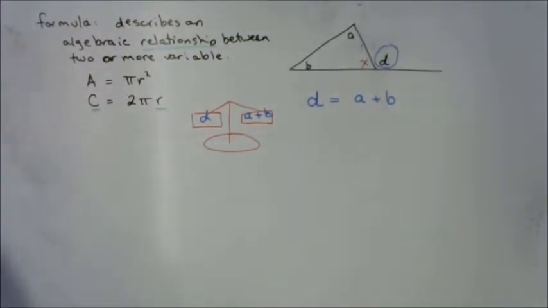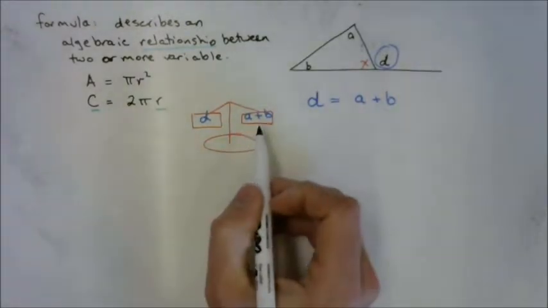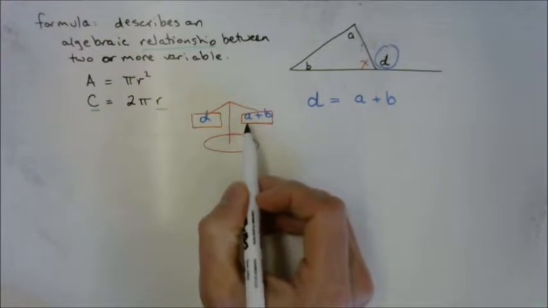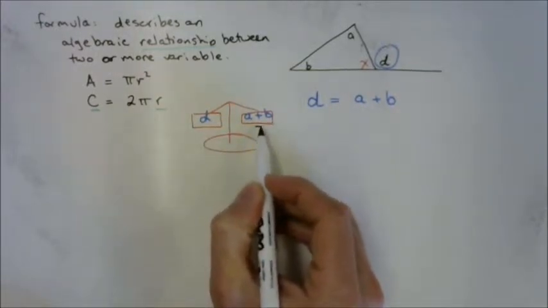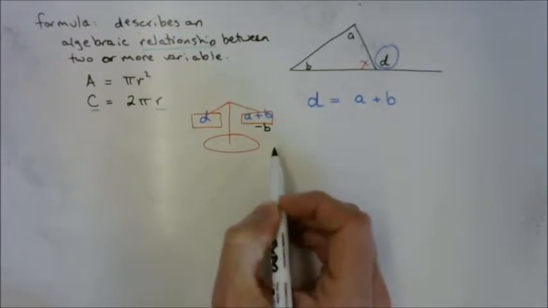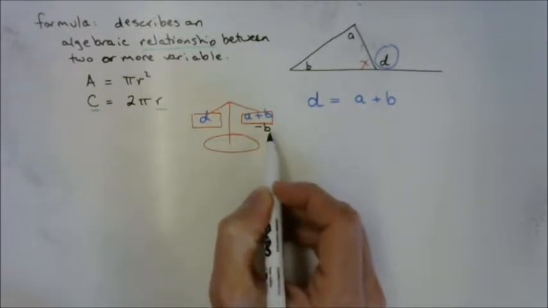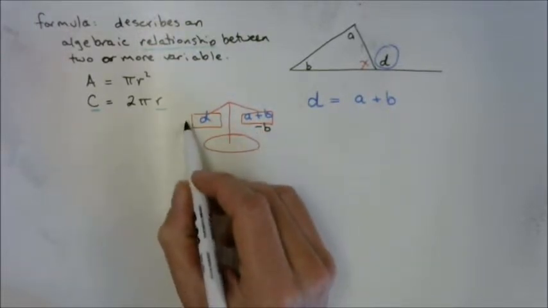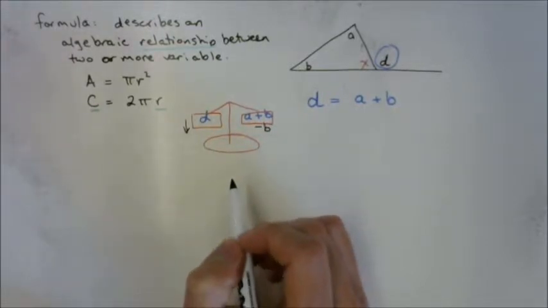So how am I going to get a by itself, Jaden? Do d minus b equals a. Okay, good. Let's go a step back. I asked, how am I going to get a by itself? Well, I have to subtract b from this side. If I only subtract b from this side, guess what's going to happen? This side's going to be heavier. It's going to go down. It's going to be off balance.